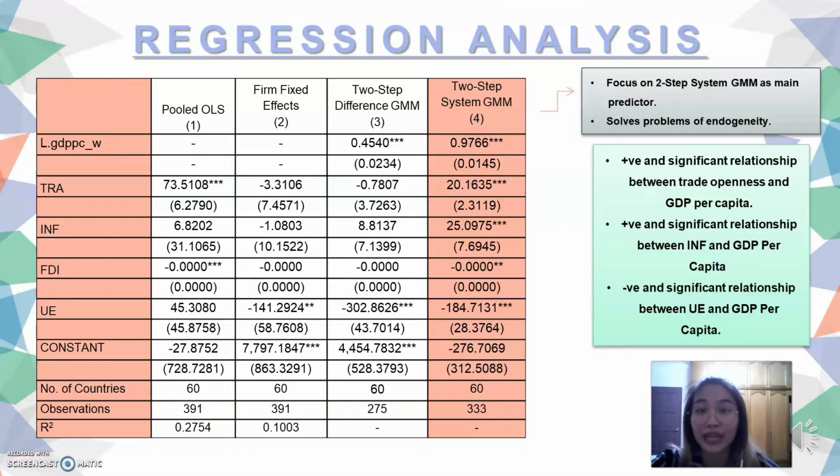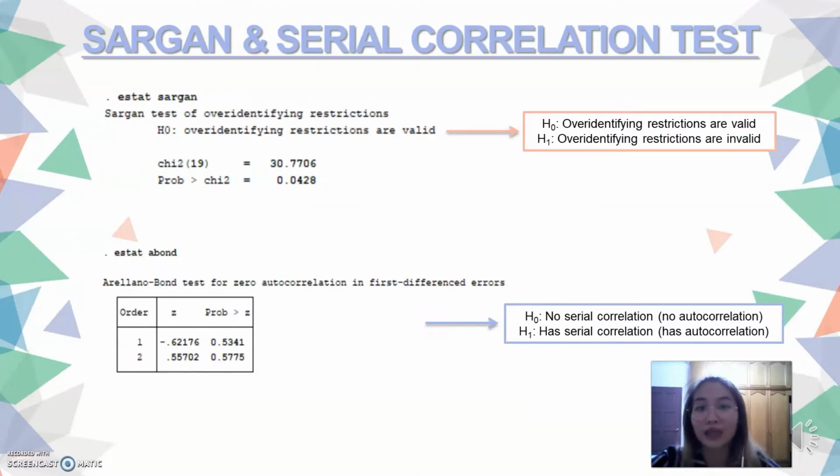The results also show that inflation and unemployment rates are statistically significant at the 1% level, with coefficients of 25.0975 and -184.7131 respectively. Now, the negative relationship between unemployment rates and GDP per capita holds true theoretically, as an increase in unemployment rates in the workforce will cause GDP per capita to decrease because people will be earning less. And lastly, the results for FDI are also statistically significant at the 5% level, with a coefficient of -0.000, portraying a negative relationship.